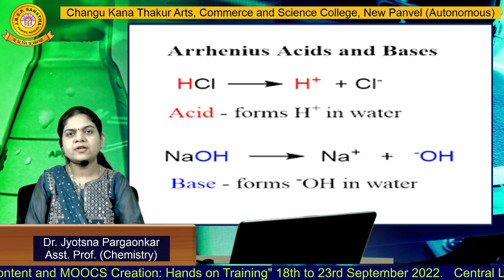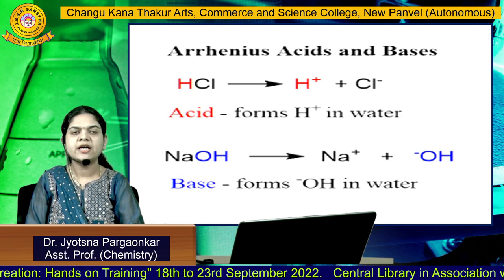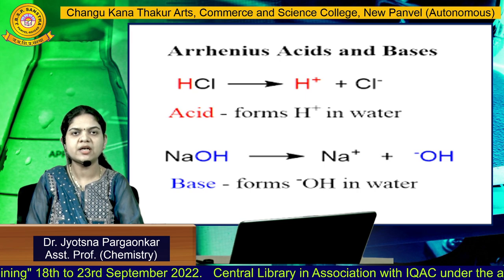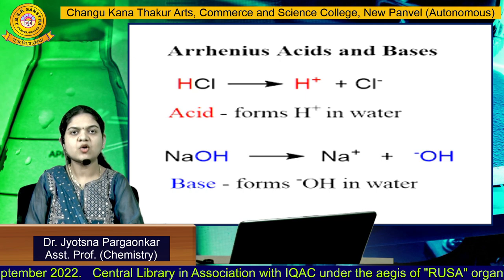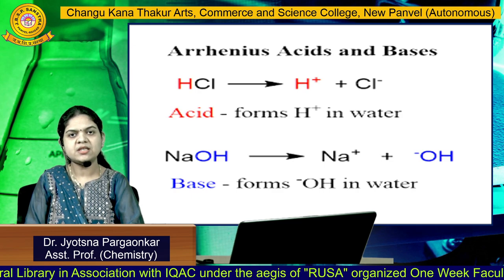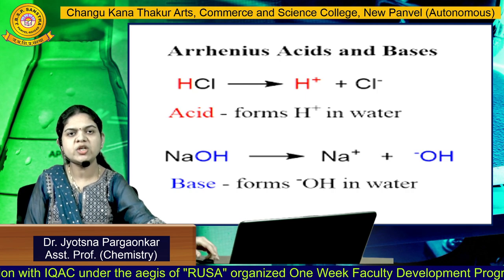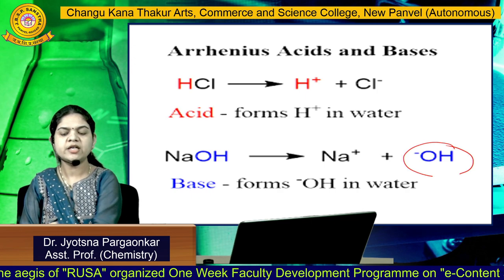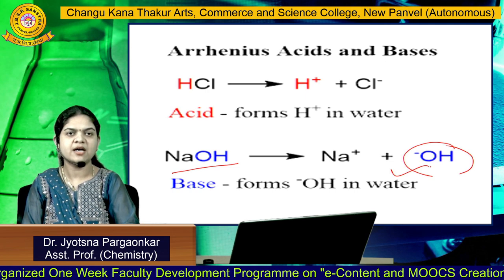See, HCl is in front of us. When it dissolves in aqueous solution, that is water, it gives H+ and Cl-, which means on dissociation we get the hydrogen ion and chloride ion. As it gives H+ ions, according to Arrhenius, HCl acts as an acid. Now the example of an Arrhenius base. A base is a substance which gives OH- ions. Here this is the OH- ion, so NaOH acts as a base, as it gives OH- ions in water.